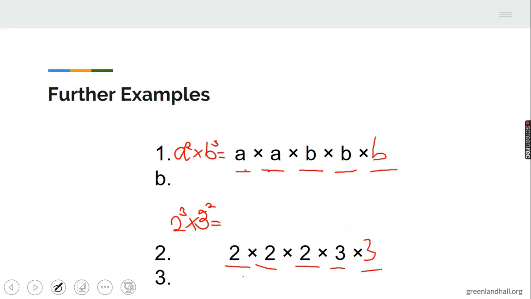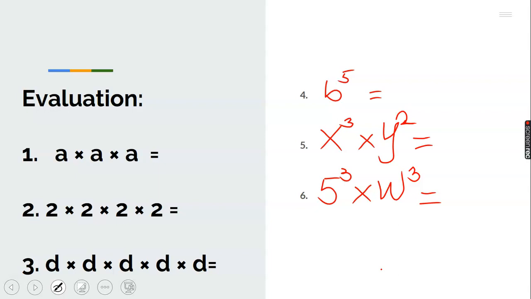Sometimes they may even give you numbers and letters together. Let me show you. Look at this, your classwork. This number 6 here. They ask you 5 raised to power 3 times w raised to power 3. All you have to do, write the number. What is the power of 5? Yes, write 5 according to that number. Then multiply it again. Put your times and put your w. How many times is w? You write it down there too. That's what you have to do.